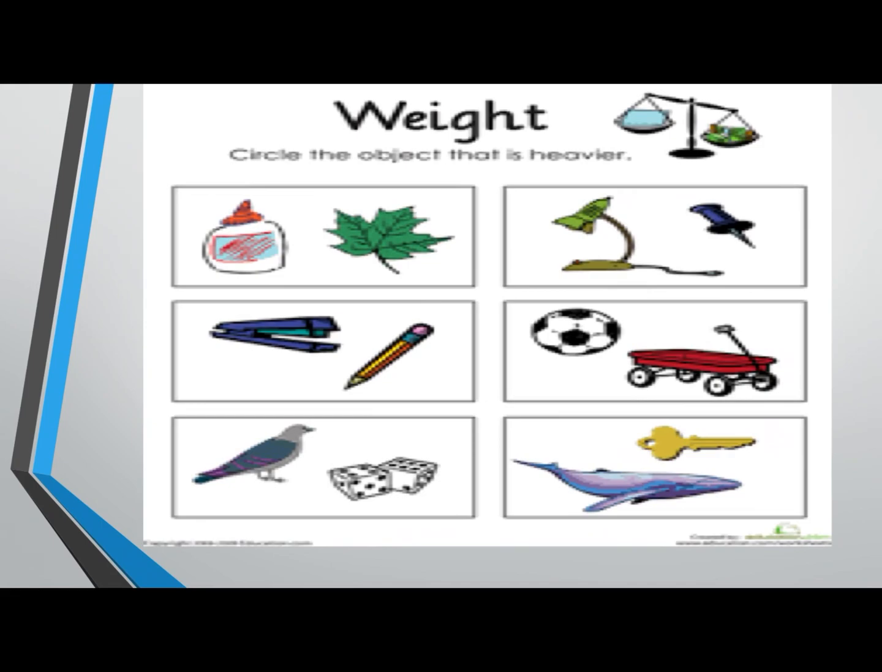There is a lamp post and there is a bullet. Which is heavier? Of course a lamp post. There is a stapler and another, a pencil. Which is heavier? The stapler is heavier.